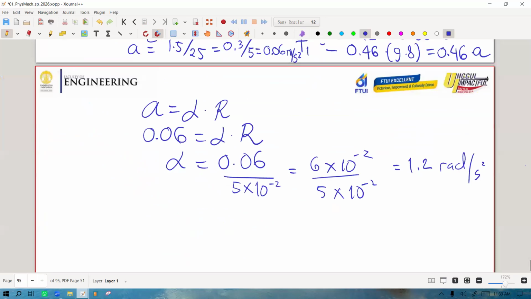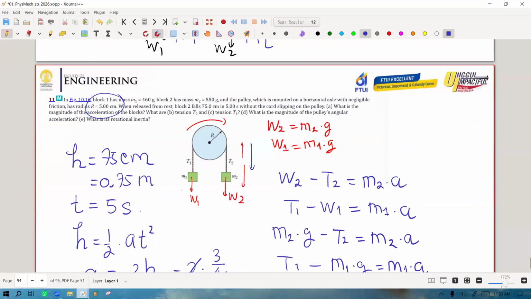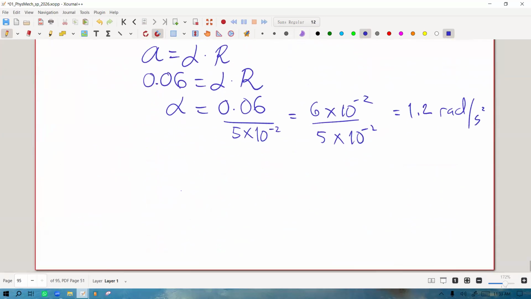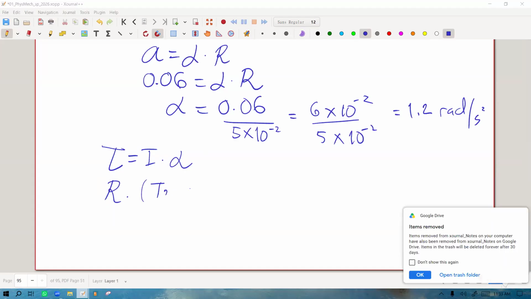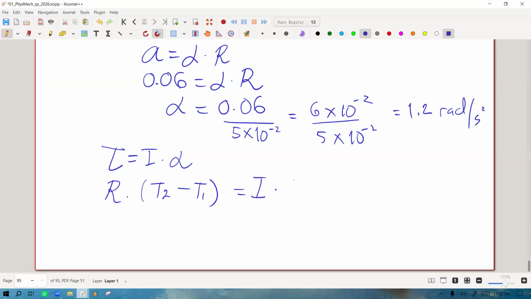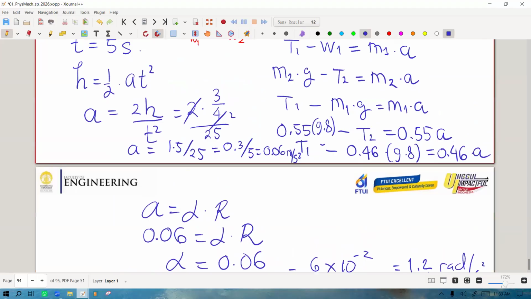Okay, after we got alpha, we can use Newton's second law. We know that tau is inertia times alpha. This one is R times T2 minus T1 equals inertia times alpha. So what is T2 minus T1 here? This one and this one, right? I think you can calculate this one, T2 minus T1.